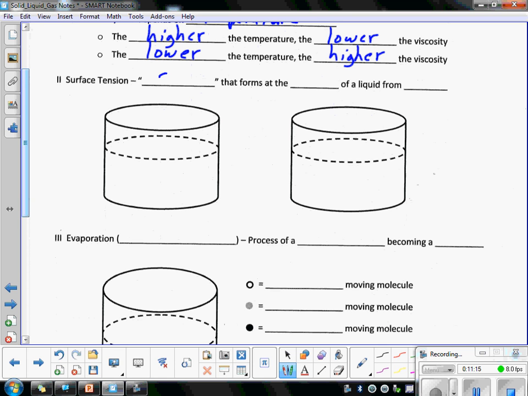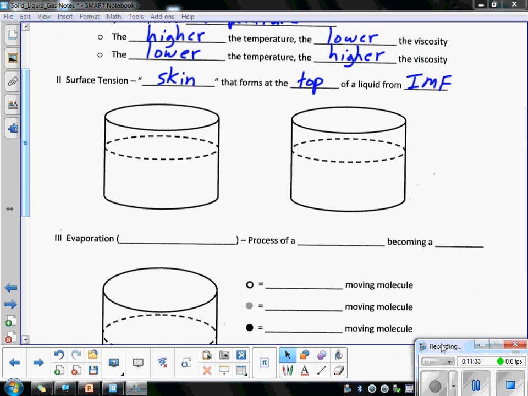Okay, next section here, surface tension. So we have surface tension, right? Kind of a generic definition here. It's the skin that forms at the top of a liquid because of the intermolecular forces. So what exactly does that mean?